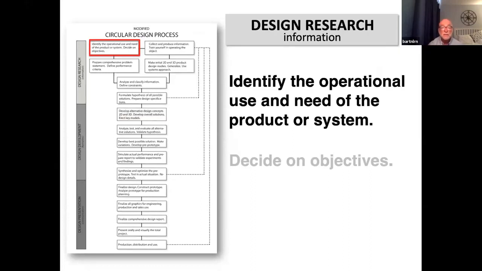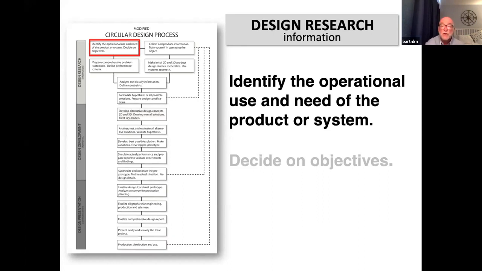So in the circular design process, if I have a problem or a project brief, this is where I start. Now you're going to see some of the same words we use in the creative process and then in the psychological process. But we have to identify the operational use and need of the product or system. Why is there a need for this product? Why is there a need for an automobile? Why is there a need for a ladder? Why is there a need for a microwave or a coffee pot or a kettle? What are the needs here? Then I have to decide on objectives.